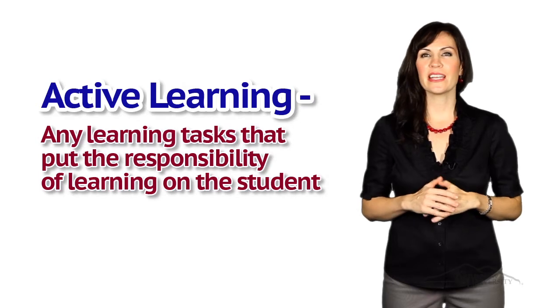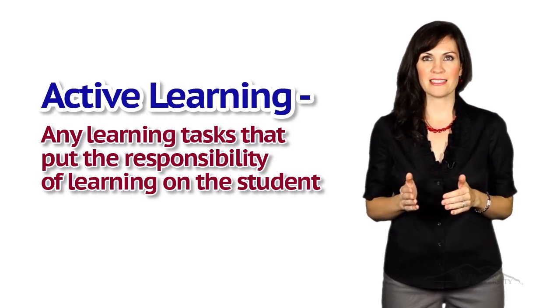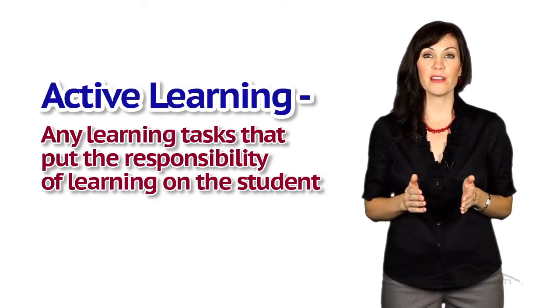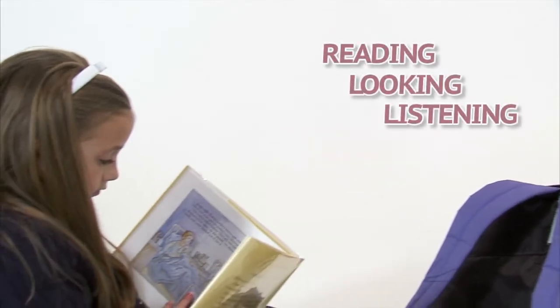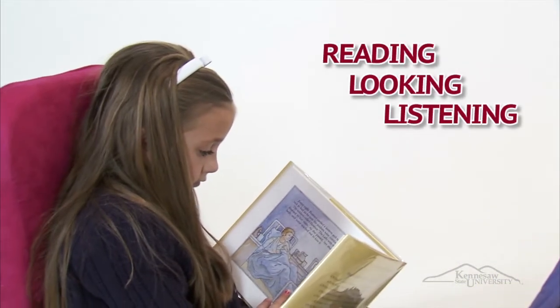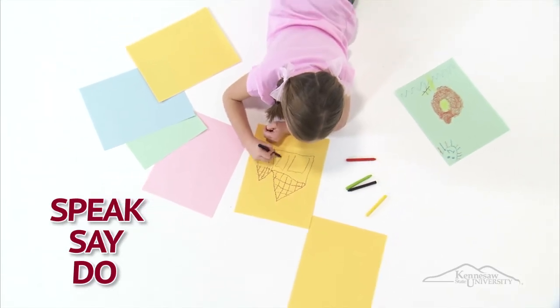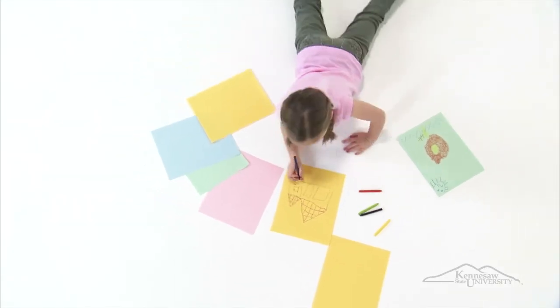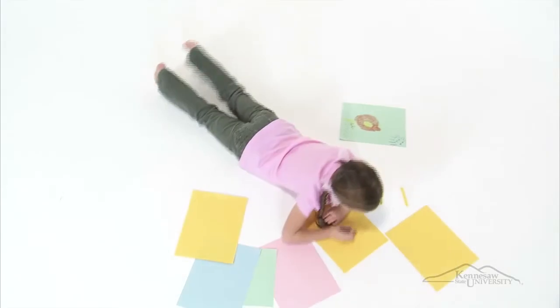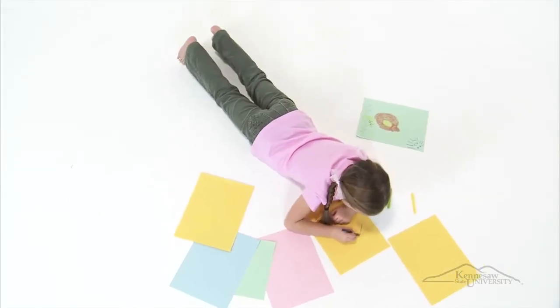Active learning is really an umbrella term for any learning tasks that put the responsibility of learning on the student. Active learning takes students from passive activities like reading, looking, and listening to processes that require them to speak, say, or do something. There are many research-based instructional practices that align with active learning.